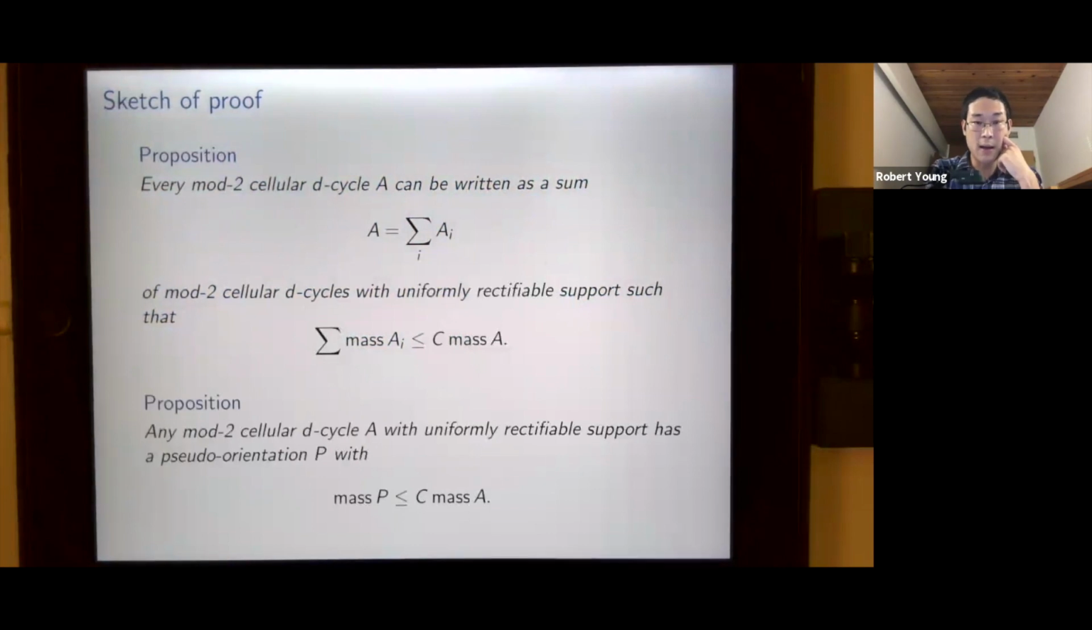Part two is then to deal with all those pieces with uniformly rectifiable support. To show that if you have a mod 2 cellular cycle with uniformly rectifiable support, then it has a pseudo-orientation whose mass is bounded by a constant times the mass of the cycle. This uses the fact that a uniformly rectifiable set is flat at most regions, at most points, and most scales. A uniformly rectifiable set is usually flat.